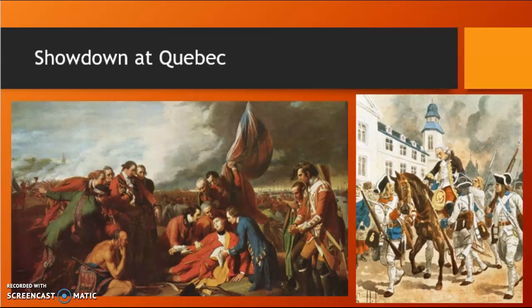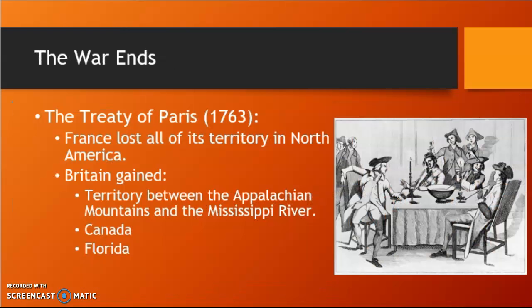At this point, the French Empire in North America has crumbled completely. They no longer have any major settlements or forts that they can use for defensive purposes. Now, this is 1760. The war does continue on until 1763, 3 more years, over in Europe, but the French are defeated in the colonies. Now in 1763, they do sign the Treaty of Paris.